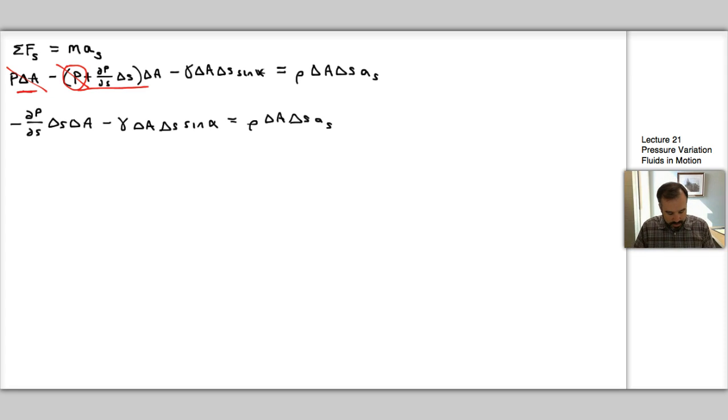Now the next thing we see that's pretty obvious is that every single term in here has delta A delta S, so we can get rid of all that. So let's do that.